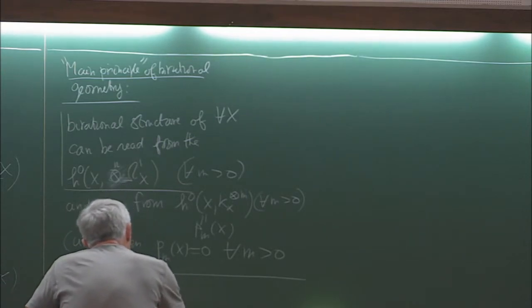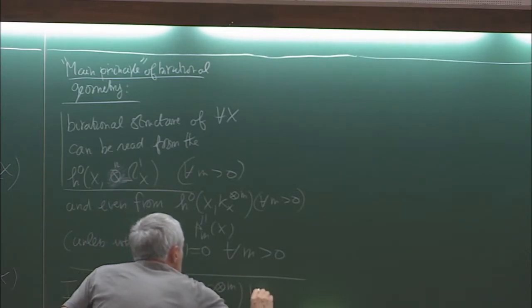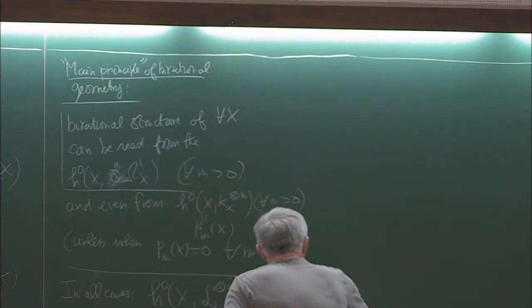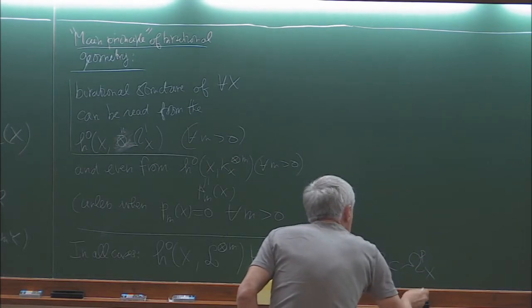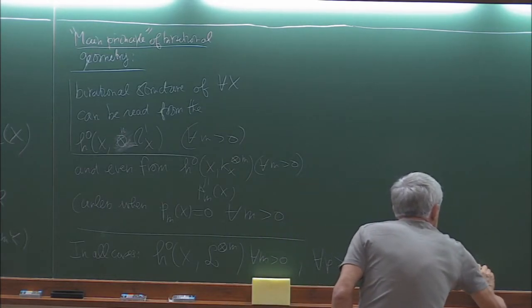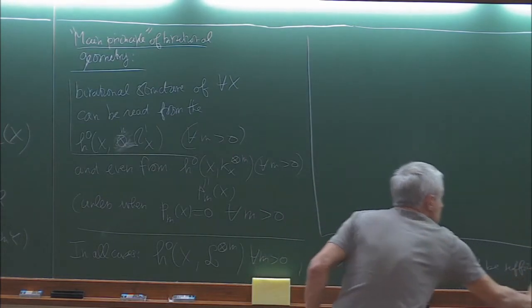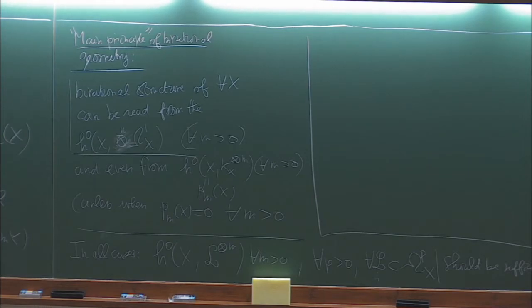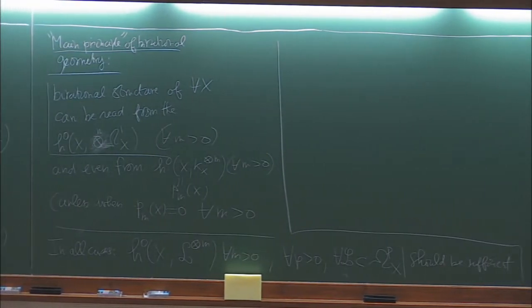But in all cases, in fact, the H0 of X, L tensorized with M for M positive, for any P positive, and for any L inside of omega P of X should suffice, should be sufficient. And we shall give examples of this principle. So essentially, you have many data which are given canonically just by X. And from this, you should be able to determine what is the birational structure of X. So we shall see examples of this.